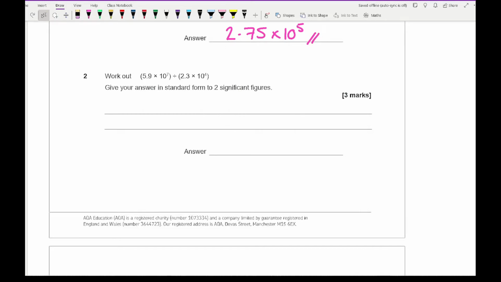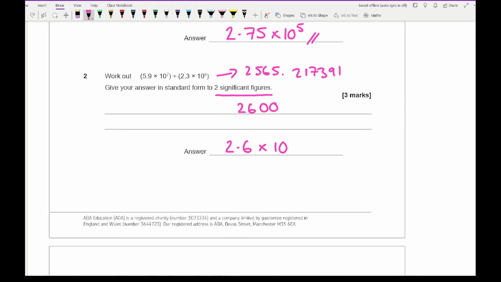That decimal number is 2565.217391. The question says give your answer in standard form to 2 significant figures. If I round this number to 2 significant figures, that's rounding to the nearest 100, so that's 2,600, and in standard form that is 2.6 times 10 to the power of 3. On the mark scheme they do accept 3 times 10 to the power of 3, but I would always opt for this one, being the more accurate answer.